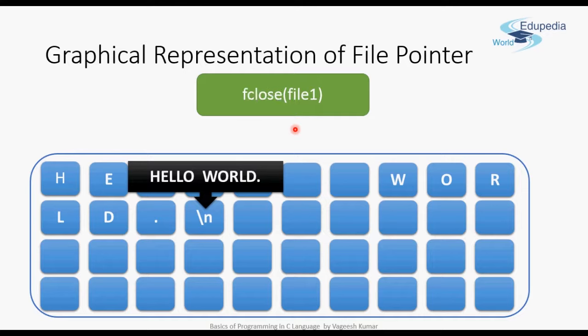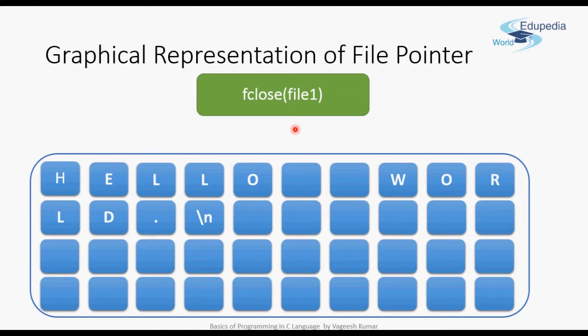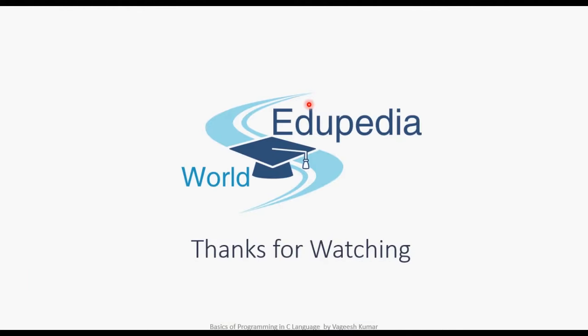Then when you call the fclose function on the same file pointer, it will just close the file and you will lose the reference to that file. So after calling fclose on file 1, you will not be able to read anything from this file, because now you have closed it and your pointer points to nowhere. If you try to read anything, the pointer will be null, you will get an error, and your program will terminate.